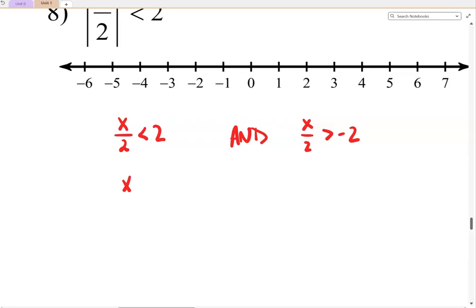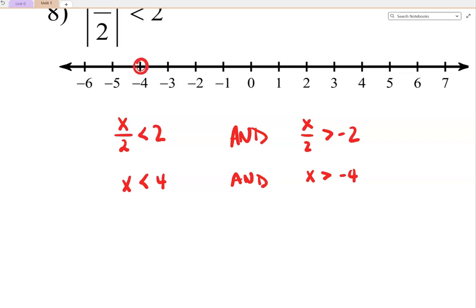So in this case, when we multiply by 2, we have x must be less than 4. And when we multiply by 2 here, x must be greater than negative 4. So where would x be greater than negative 4, but also less than 4?